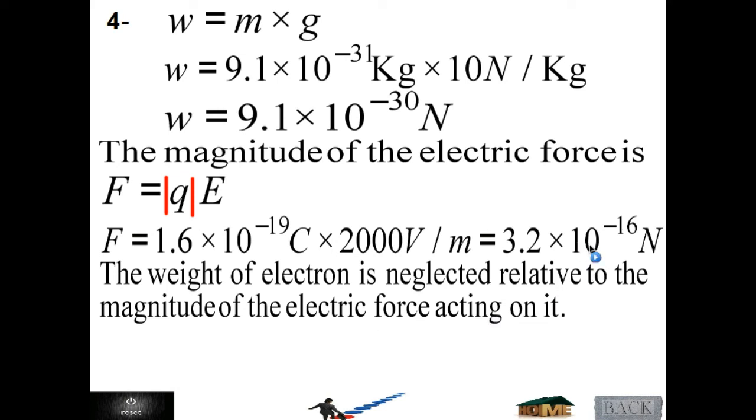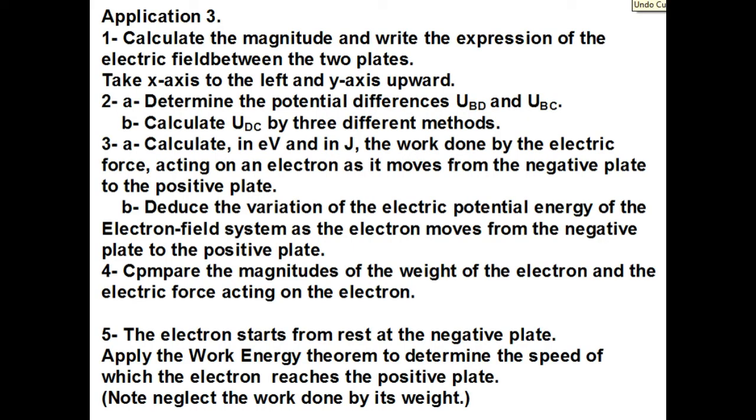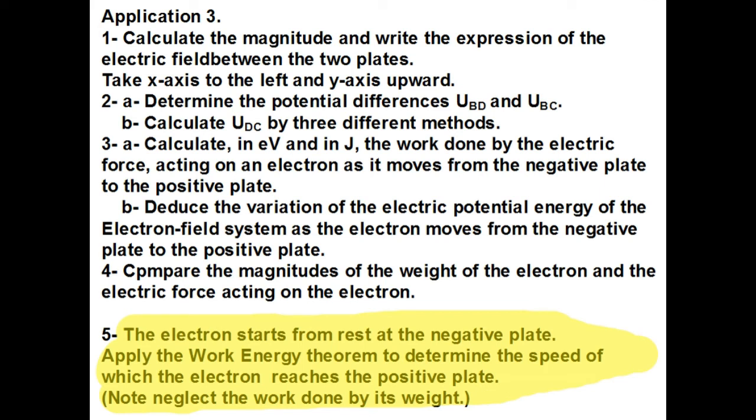Since this is the force 10 to the power minus 16, here 10 to the power minus 30. Since F is so huge compared to the weight. Part 5. The electron starts from rest at the negative plate. Apply the work energy theorem to determine the speed at which the electron reaches the positive plate.